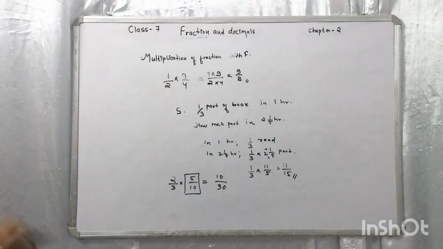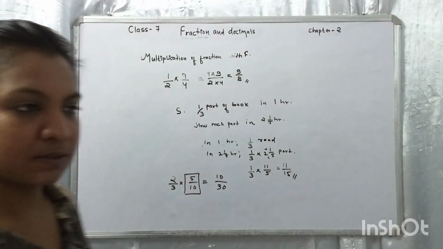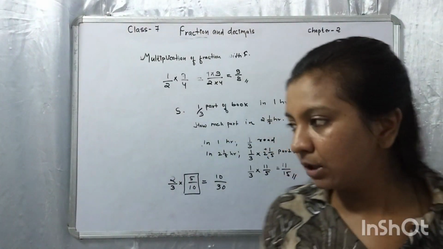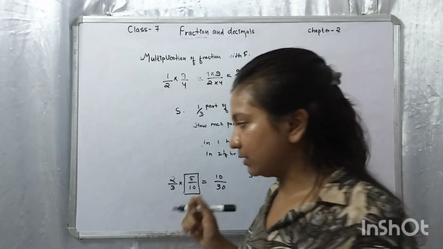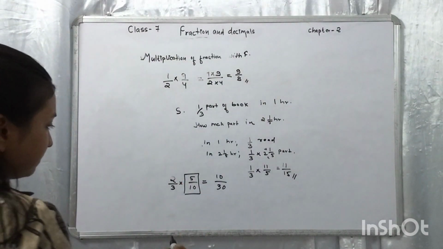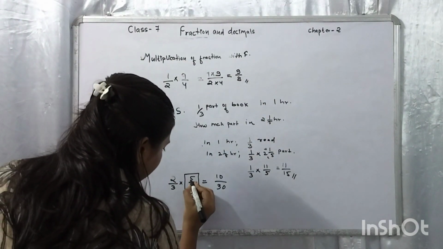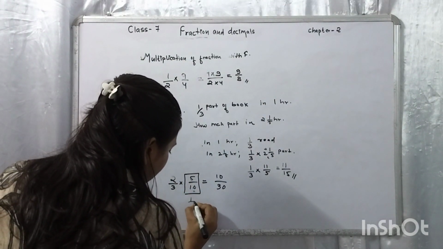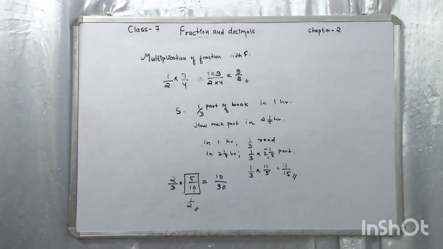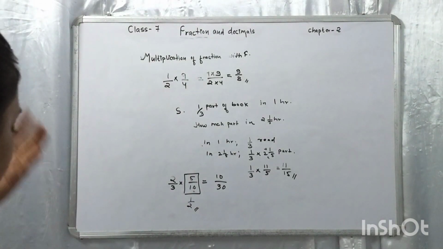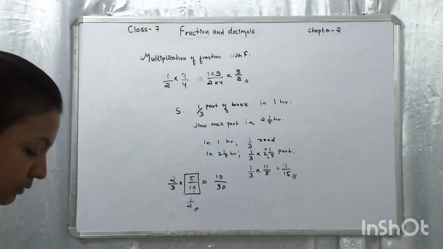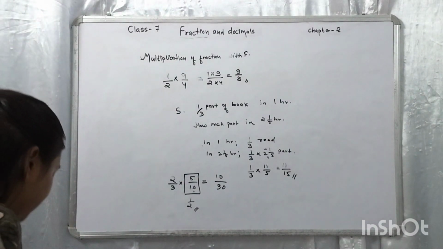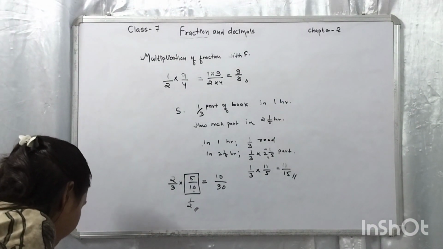And in many questions, they ask for the simplest form of the fraction, and if you want to take out the simplest form, 5 by 10 is, 5 1s are 5, 5 2s are 10. So 1 by 2 is the simplest fraction of this number. Fine. So this was multiplication of fraction.